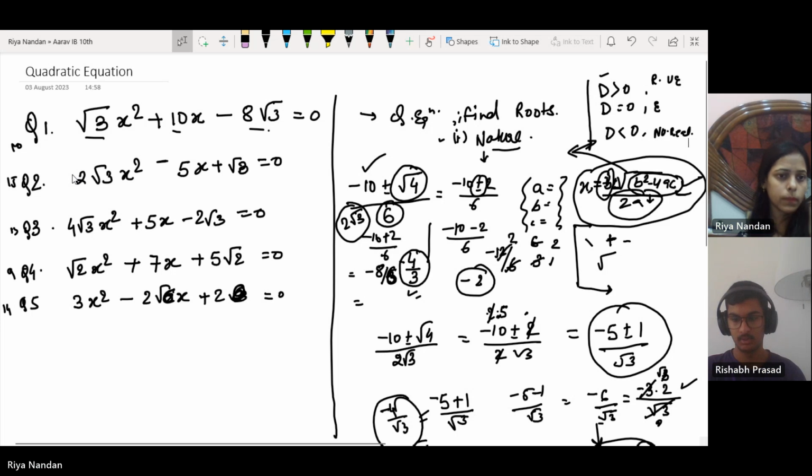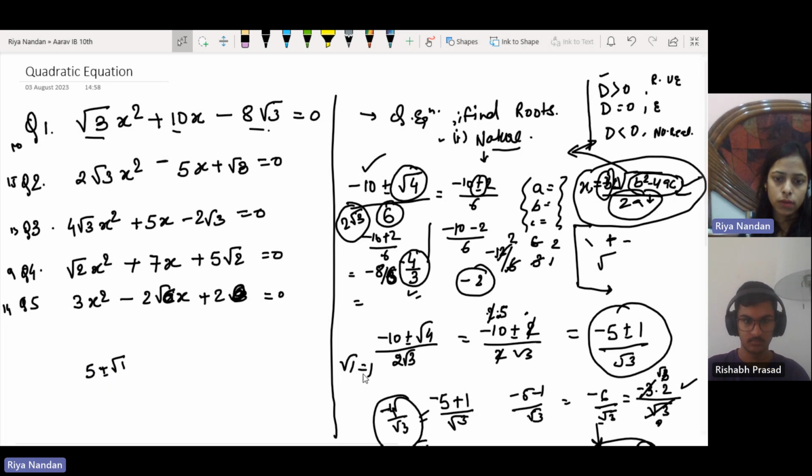Yes. Okay. I got 5 plus minus root 1 upon 2 into 2 root 3. You know, 5 plus minus root 1. Root 1 is what? 1. Yes. Root 1 is what? 1, right? Yes. And then 2 into 2 root 3.